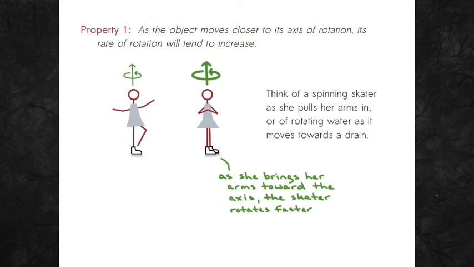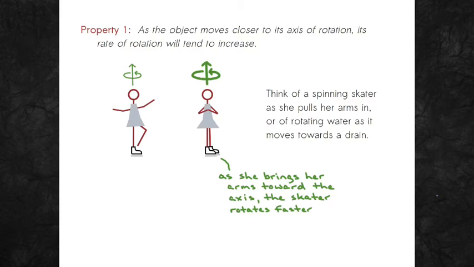Perhaps an example that's a little bit more directly like the kind of thing that we're thinking about is rotating water moving towards a drain, right? If you have water that's rotating slowly about a drain, and then it gets pulled in towards the drain, it starts to spin faster and faster and faster. It's the same kind of idea. As you take the mass and move it towards the axis of rotation, it starts to spin faster. So that's the first property. When something moves towards the axis, it'll spin faster.